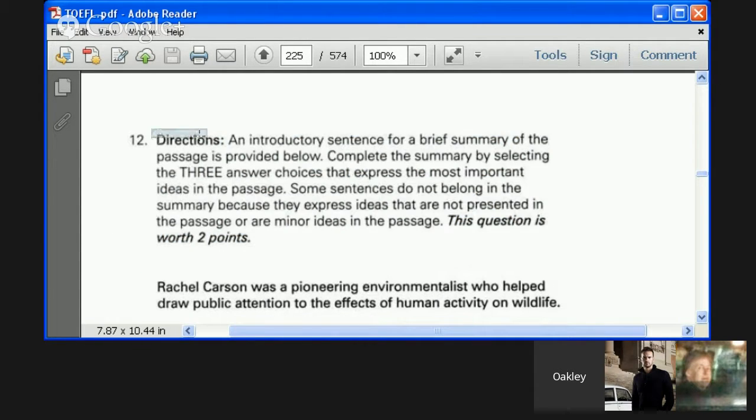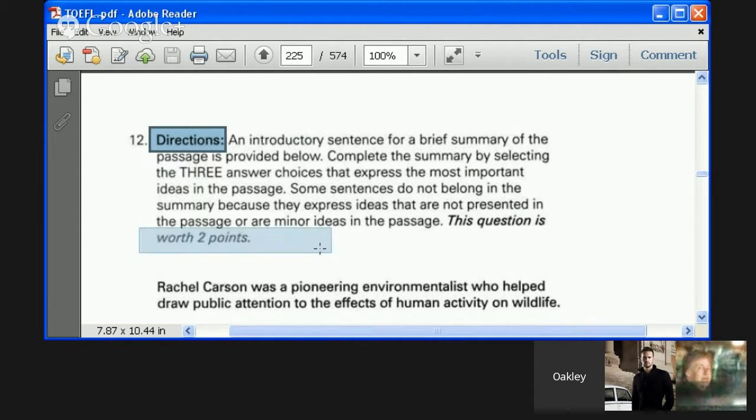Directions: an introductory sentence for a brief summary of the passage is provided below. Complete the summary by selecting the 3 answer choices that express the most important ideas in the passage. Some sentences do not belong in the summary because they express ideas that are not presented in the passage or are minor ideas in the passage. This question is worth 2 points.